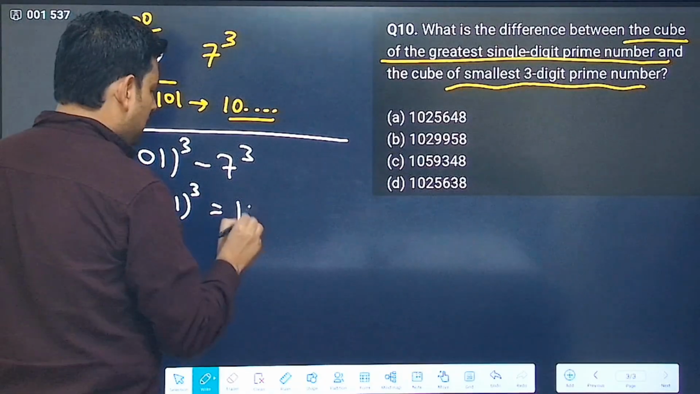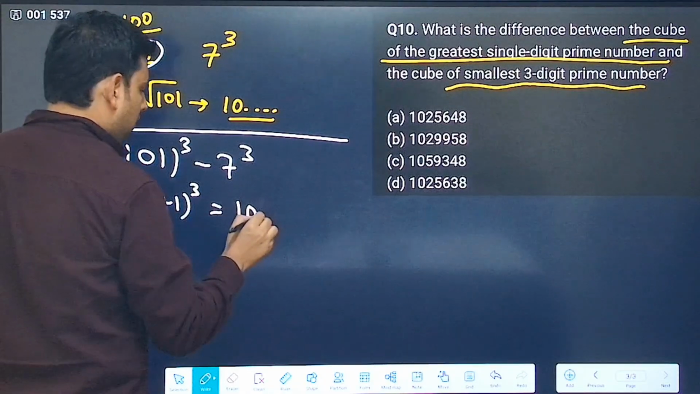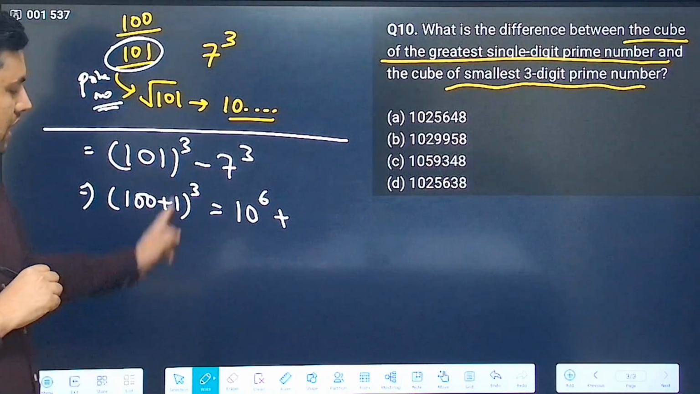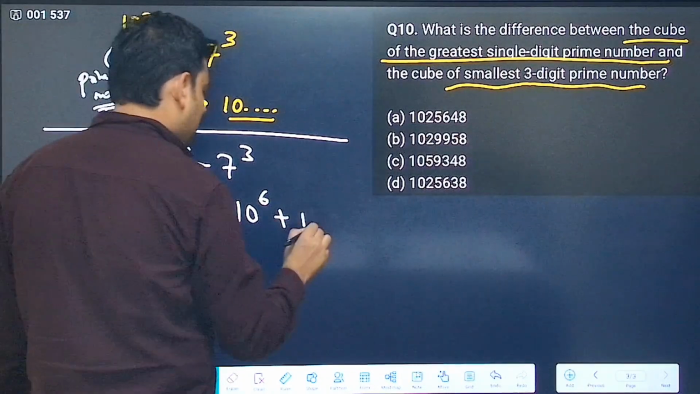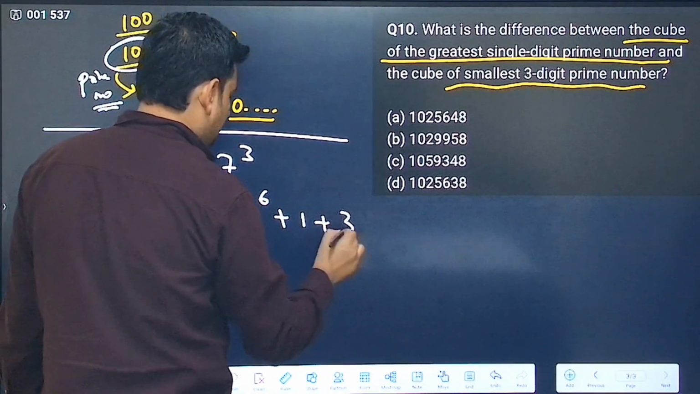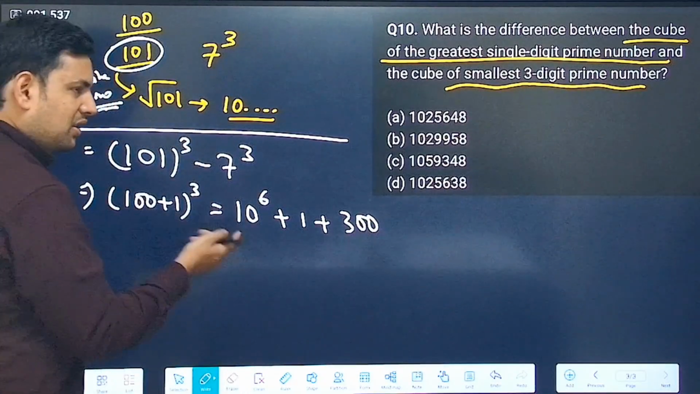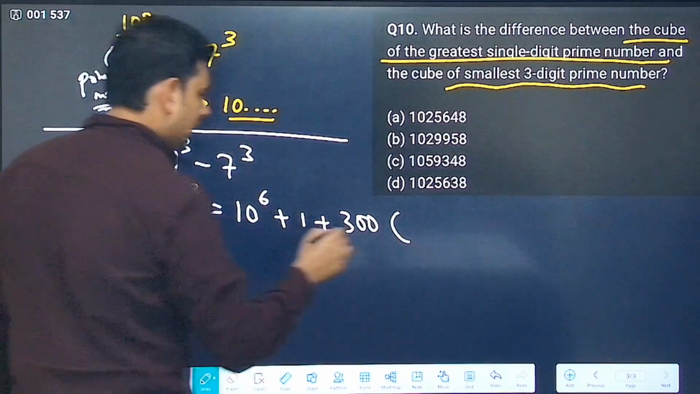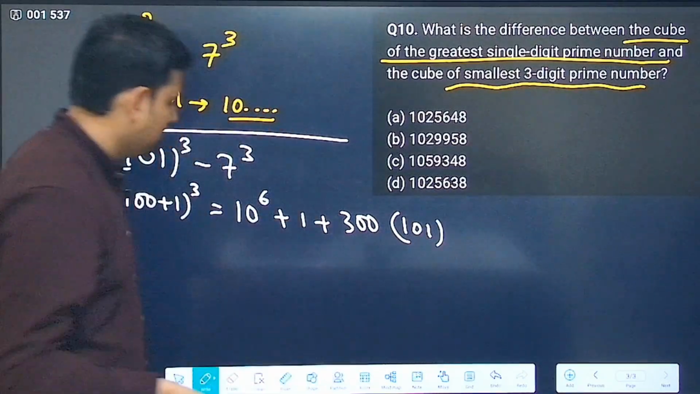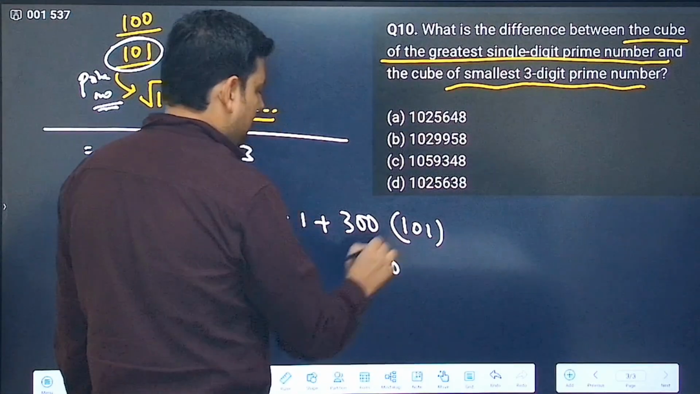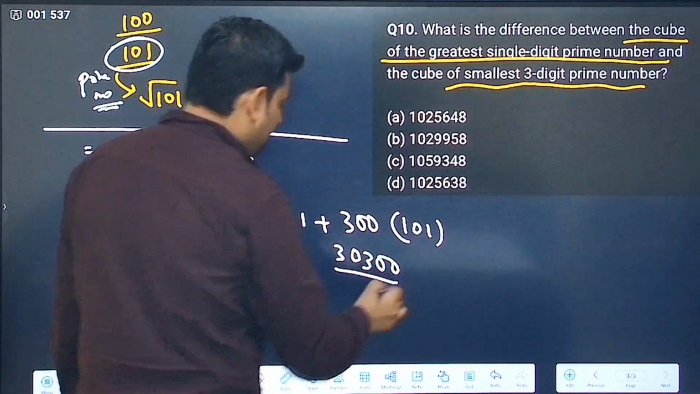Now 100 cube is what? 10 power 2 whole cube, so here you will get 10 power 6, correct? Then 1 cube is 1, plus 3ab. 3ab means here a into b is 100, so 3ab into a plus b, that is 101. Correct? So what you will get here is 2 zeros and 303.